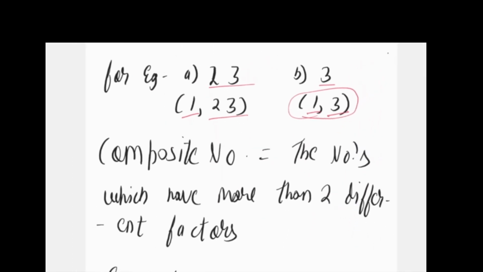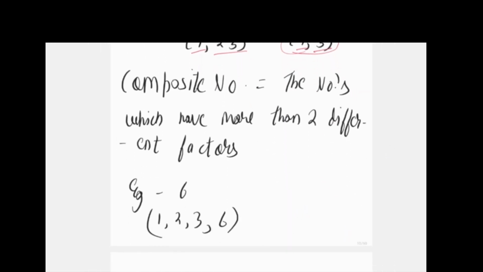Now what are composite numbers? The numbers which have more than two factors, or you can say more than two different factors, are termed as composite numbers. For example 6. 6 has more than two factors, it has four factors: 1, 2, 3 and 6. For example 12. 12 has 6 factors: 1, 2, 3, 4, 6 and 12 itself.